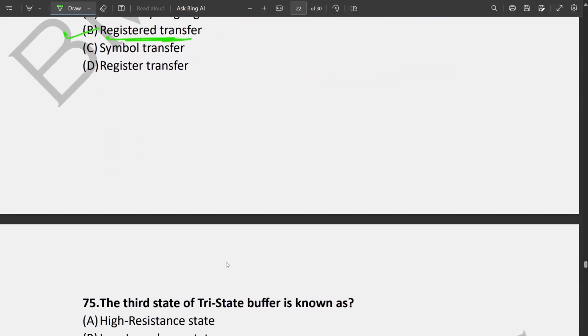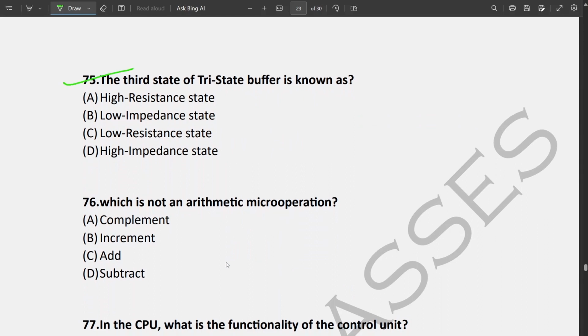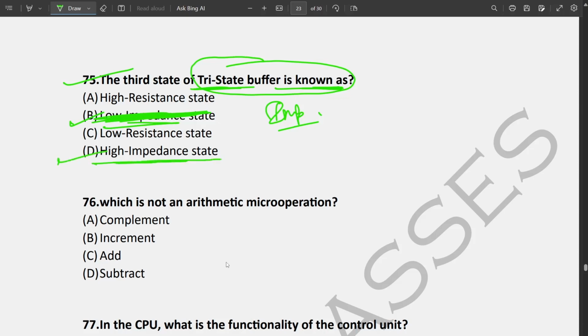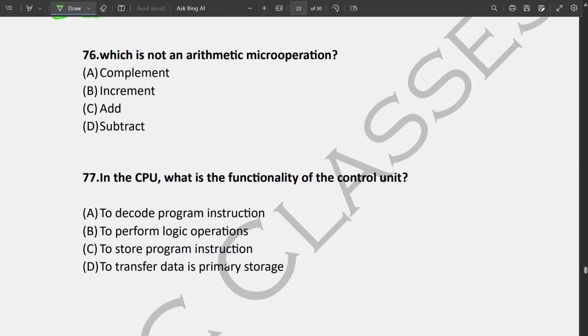Next. The third state of a tri-state buffer is known as what? This is an important question. Note down this. The answer will be high impedance state. Option number D is correct. High impedance state.